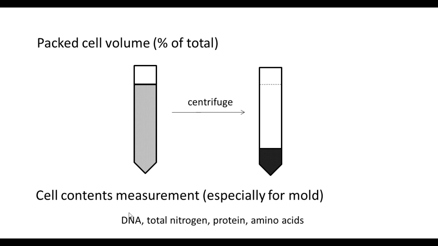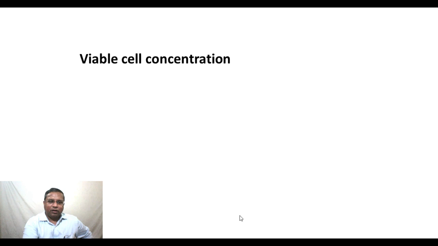DNA is usually preferred, because it doesn't vary too much during the various parts of the cell cycle, before it splits up, of course. Total nitrogen could be measured, protein could also be measured, but there would be variations. Amino acids, there are some variations, but these are all accepted methods for cell contents measurement. Those were the methods for measuring total cell concentration.